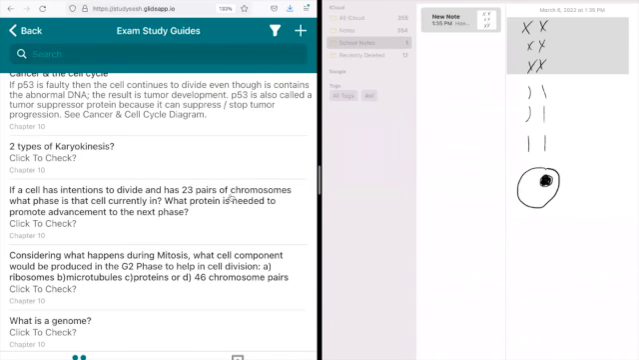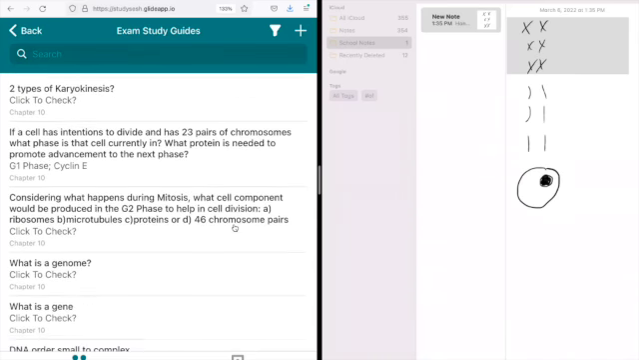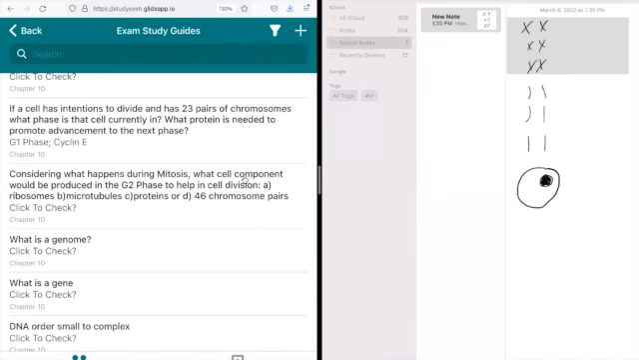It says, what protein is needed to promote advancement to the next phase? This is a question that, if it was on the test, would be a 1-2 question. If you got the first one wrong, you won't get the second one right. But it's actually what protein is needed to promote advancement to the next phase. And if the answer was G1, then of course the protein needed to promote it would be cyclin E, from G1 to S phase. All right, so the next question: considering what happens during mitosis, what cell component would be produced in the G2 phase to help in cell division? Another thinking critically question.